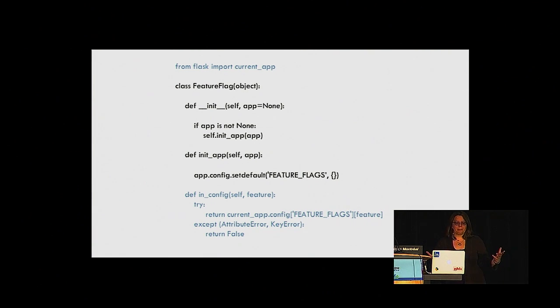OK, so if you've noticed, I'm not actually storing the app anywhere in this extension. There is no self.app equals app. And that is on purpose. I want this extension to not have that saved within it. I want the app to contain all of the state and all of the things like this. So that's because of application factories and other things like that.